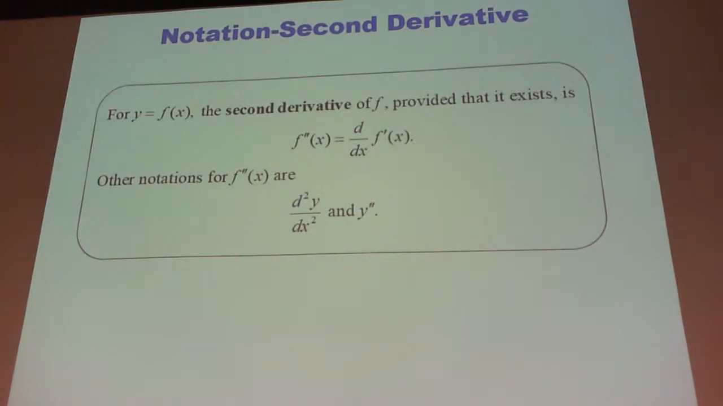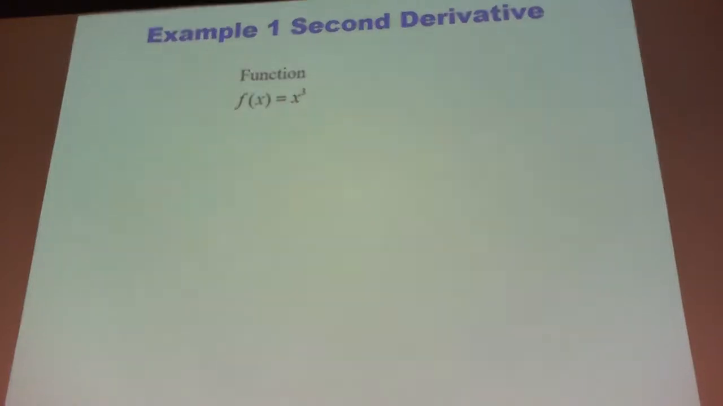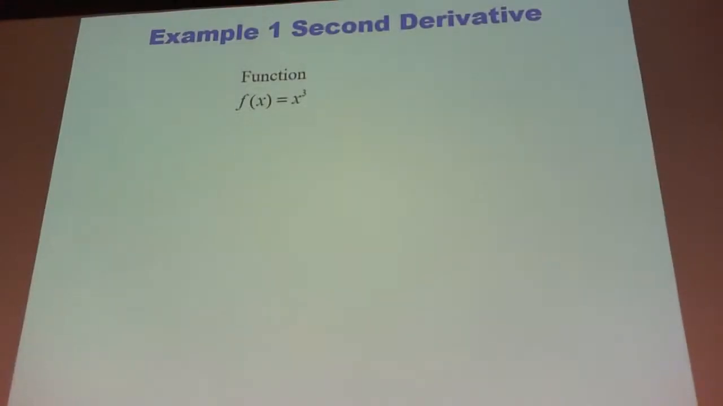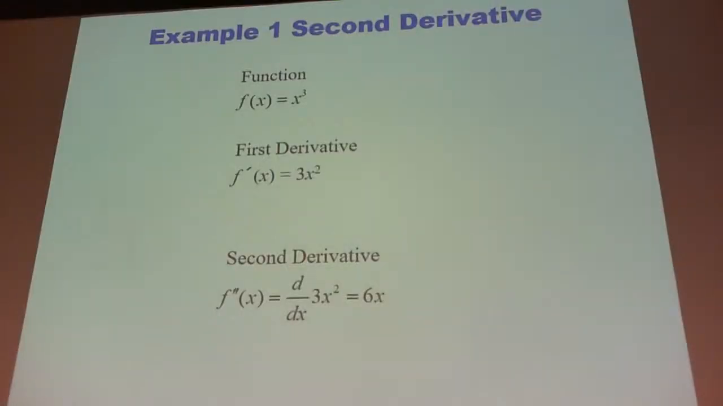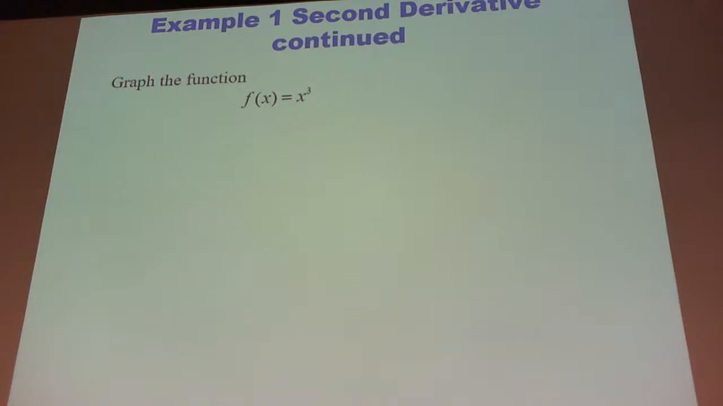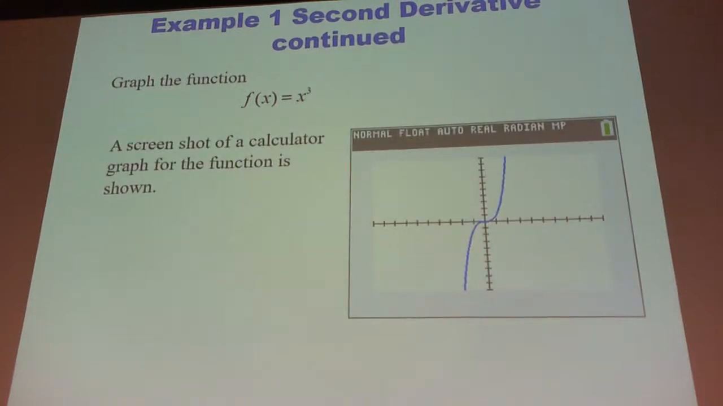To take the second derivative, you basically take the first derivative and then take the derivative again. Notice that the first derivative is f prime, which looks like one apostrophe. The second derivative is f double prime, which looks like two apostrophes. If I had the function x cubed, the first derivative would be 3x squared. The second derivative would be 6x. You simply take the derivative twice.